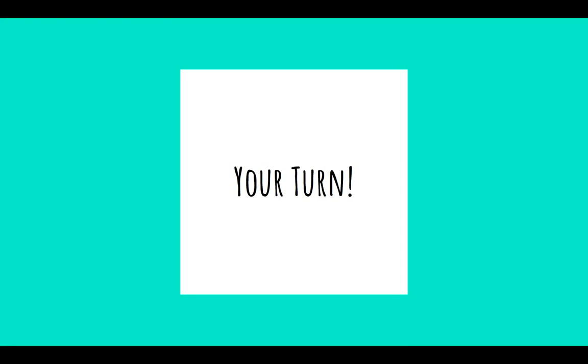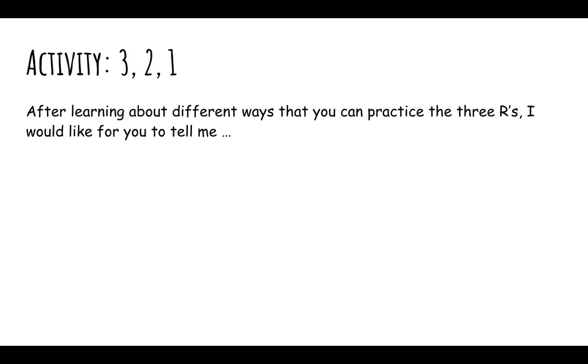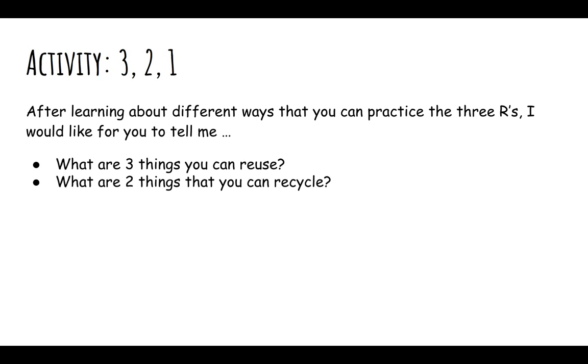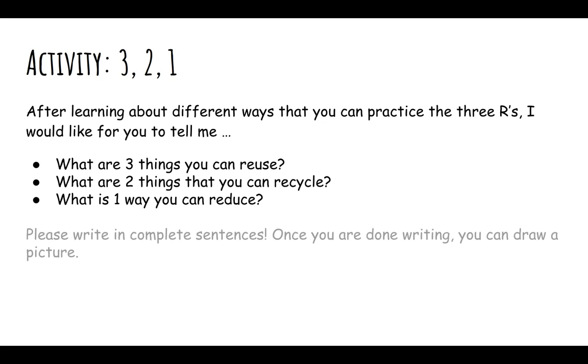And now it's your turn. I have an activity for you called 3, 2, 1. After learning about different ways that you can practice the 3 R's, I would like for you to tell me, what are 3 things that you can reuse? What are 2 things that you can recycle? And what is 1 way that you can reduce? When you answer these questions, please write in complete sentences. Once you're done writing, you can always draw a picture to go with your responses.